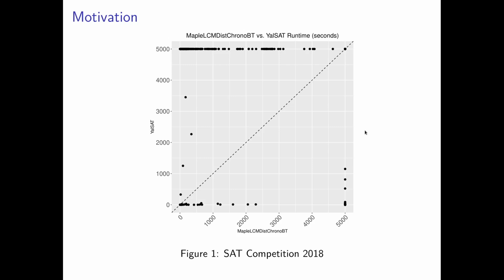As you can see, most of the dots are in the upper triangle. What that means is that these problems were solved by a Maple derivative solver within a few seconds, but they timed out on YalSAT. 5,000 is the cutoff time. But interestingly enough, there are a few instances that timed out on the best solver and were solved by YalSAT within a few seconds. What that means is that if there was an automated algorithm selection system, it would automatically capture this relationship and run the Maple derivative on all of these instances and run YalSAT on all of these instances.